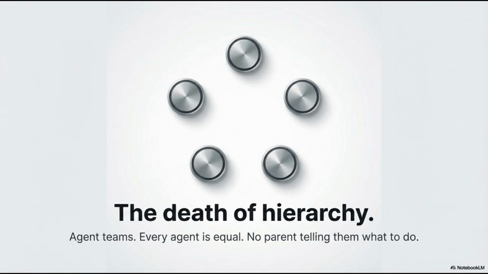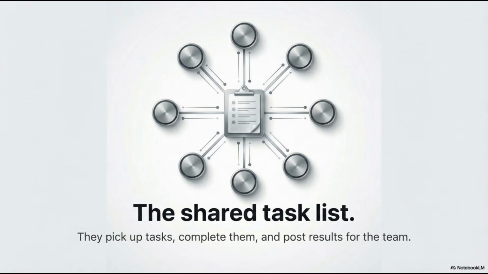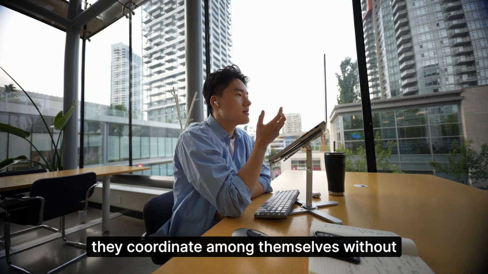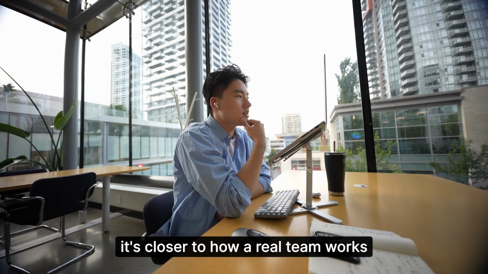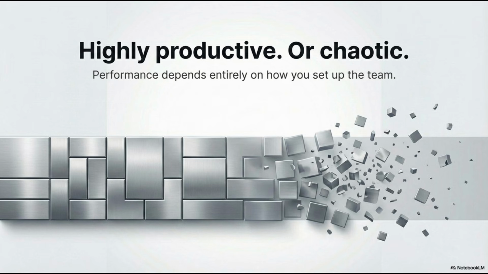Every agent is equal. They share a task list. They pick up tasks, complete them, and post results that other agents can see. They coordinate among themselves without a parent telling them what to do. It's closer to how a real team works. And like a real team, it can be incredibly productive or incredibly chaotic depending on how you set it up.